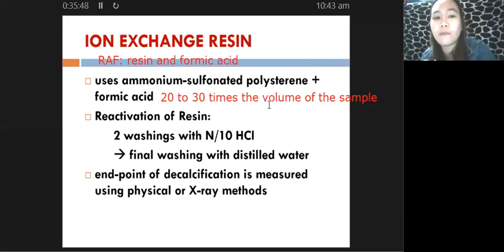So how do we perform your ion exchange resin? Okay, so how do we perform your ion exchange resin? So say for example, this is your container.